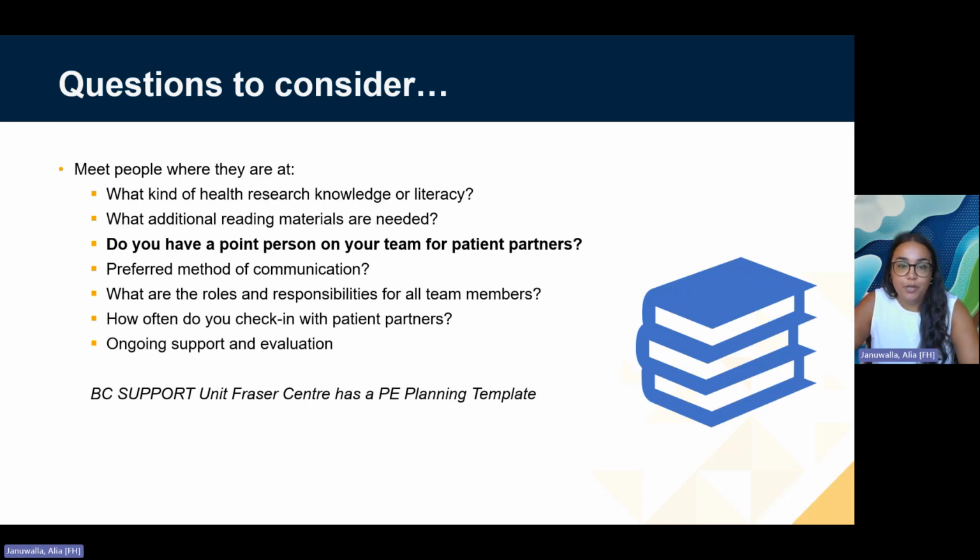Our team at the BC Support Unit does have a patient engagement planning template, and we can help walk you through a lot of these questions. It's a free service that we offer to everyone at Fraser Health who would like to start adopting a patient-oriented research approach into their research. You're welcome to reach out to our team, and we can chat a little bit more about how these questions might look in your context and study.